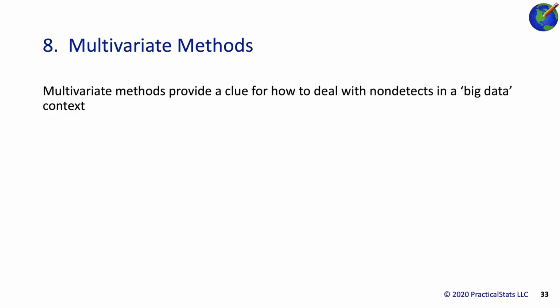All right, we're going to move on to multivariate methods. Multivariate methods provide a clue for how to deal with non-detects in a big data context. So often we have fairly large data sets, at least for us. We might have 120 different species of plants, and we're trying to say something about how that community structure changes. So that's the Y variable, if you want to think of it that way. The set of 120 species is the Y variable.